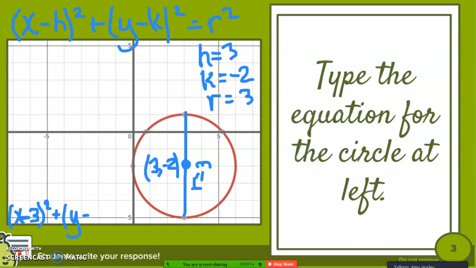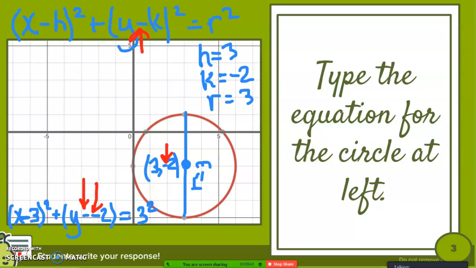Y minus k is negative 2. Please notice you must keep the minus that's here in the formula, and you need to also keep the negative that is here with the 2. You cannot drop either one. You can't drop the minus, you can't drop the negative. Leave them both in. Equals r is 3.